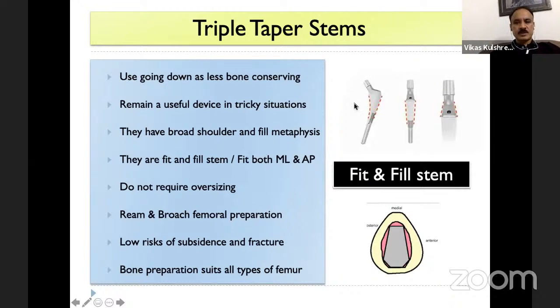Coming to the triple taper stem, as we discussed, from mediolateral they taper. The shoulder is broad. Here you see they are fill and fit. So fit is there, but at the same time, fill is also giving some stability. So they need not hit very hard the cortices, because some stability comes by inherent filling of the metaphysis. So metaphyseal fill also provides the primary stability and allows integration. However, they lead to a lot of bone loss.